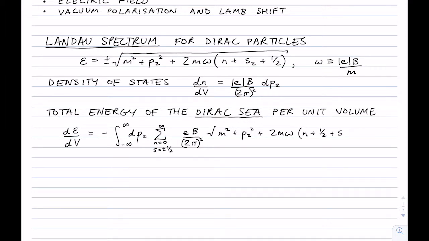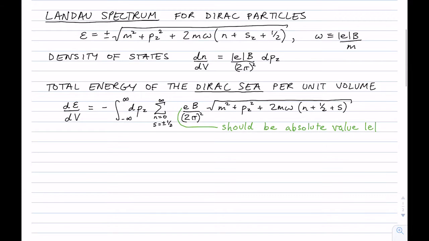Okay, so that's where I should have the absolute value of E there. I've just got E itself, but if I keep that absolute value, it will get a bit crowded. Now if I look at this thing, it's clearly infinite, as it should be. It's an infinite set of particles filled up, so it's an infinite sea of particles. All the Landau levels are filled, all the spin projections are filled.